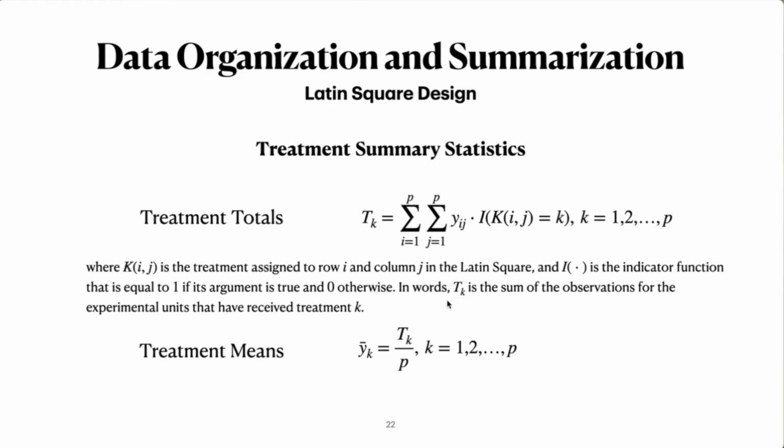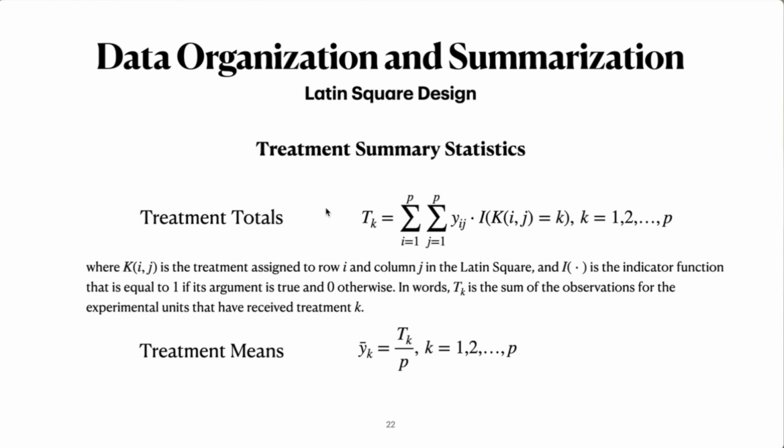Now, an easier way to describe T sub K is that T sub K is the sum of the observations for the experimental units that have received treatment K. So intuitively, it's very obvious. Mathematically, this is a little bit cumbersome, a little bit kludgy to look at, but sometimes we do need this kind of representation when we start doing the mathematical manipulations. Sometimes having a formula like this is easier to use than trying to implement this particular intuitive description.